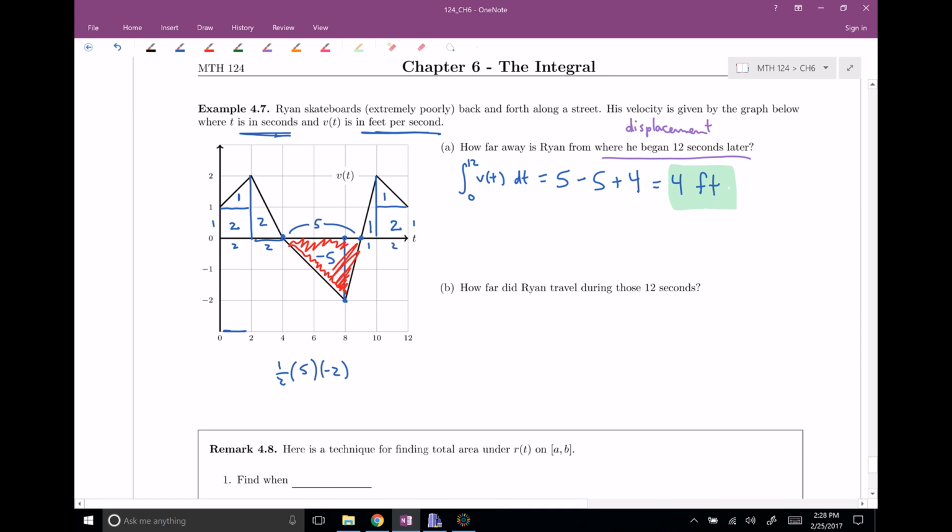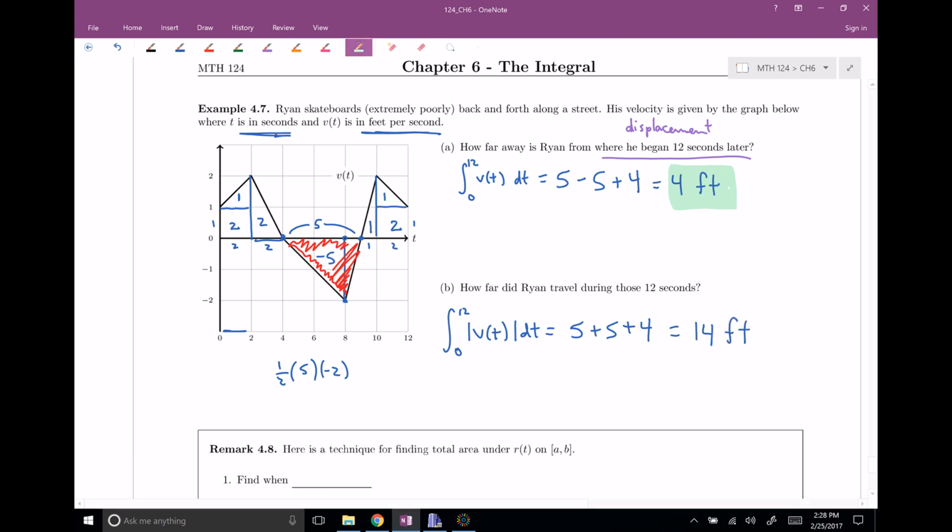And so in that case, you want to count all of this positively. So this is going to be the definite integral of the absolute value of velocity. I count that first 5 positive. Instead of negative 5, I again count it positively because although I was going in the negative direction, I was still traveling distance. And then over here again, positive 4. So I keep it all positive, and altogether this is 14 feet.